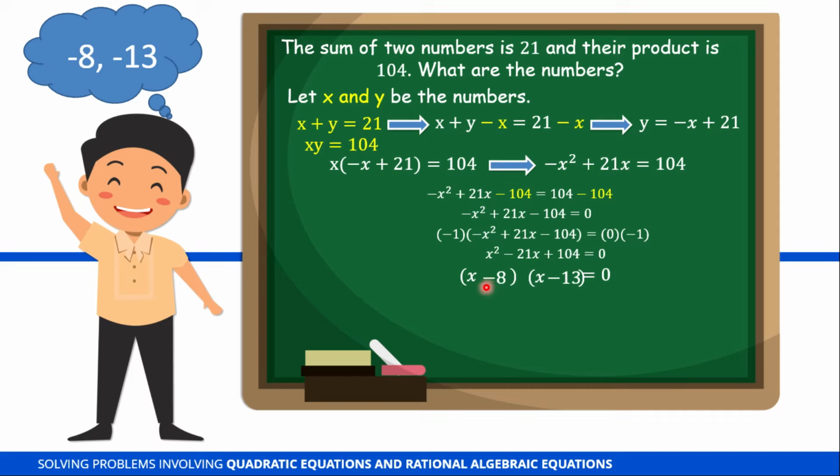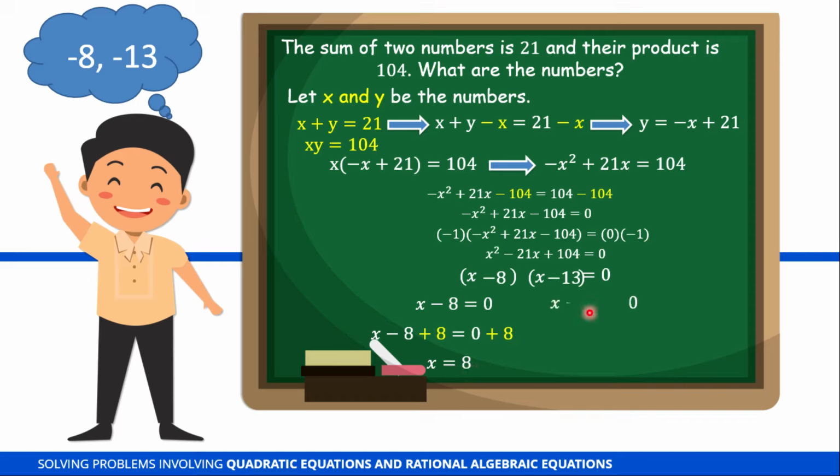Let's use the zero product property. Unahin natin yung x minus 8. X minus 8 is equal to 0. Kailangan x lamang maiwan dito sa left side. Mag-add tayo both sides ng 8. X na lamang ang maiiwan sa left side ng ating equation. And 0 plus 8, we have 8. The first value of x is 8.